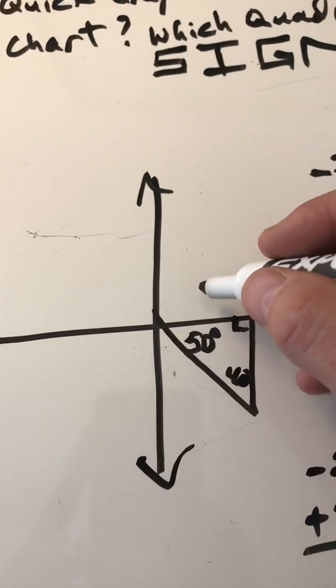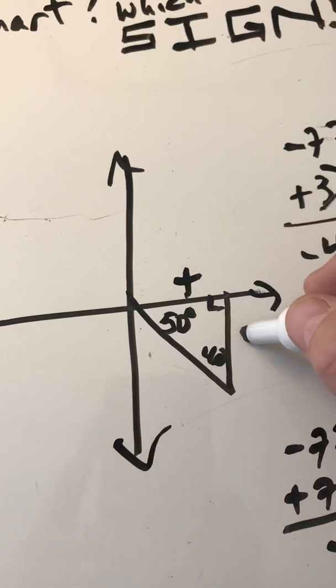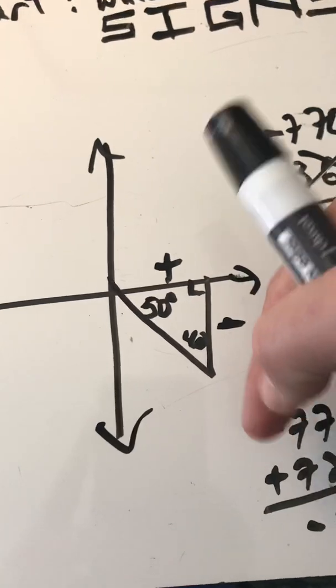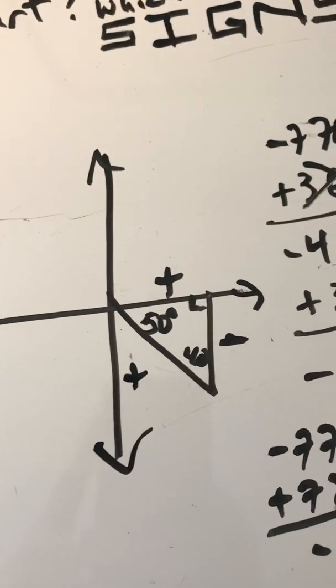Your adjacent is going to be a positive number. Your opposite is going to be a negative number because you're going down. And the hypotenuse is always positive, okay? Always positive.